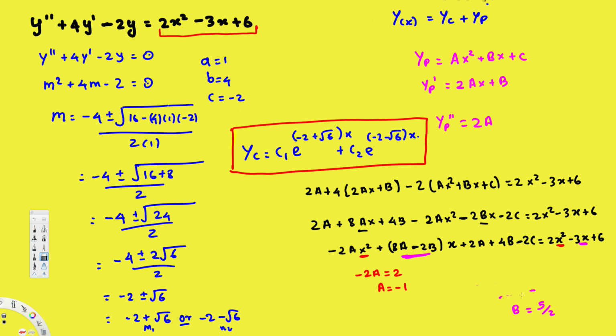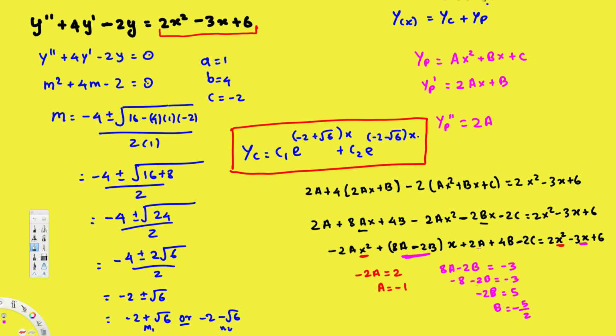Now we have to redo this one, because I have to do this according to the minus sign. So this is going to be 8a minus 2b is equal to negative 3, and we know that a is negative 1, so we can plug it right here. This becomes negative 8 minus 2b is equal to negative 3. If I bring the negative 8 to the other side, that's going to be plus 8. So plus 8 minus 3 becomes 5. If I bring this 2 to the other side, that makes it negative 5 over 2. Now this is our b value.